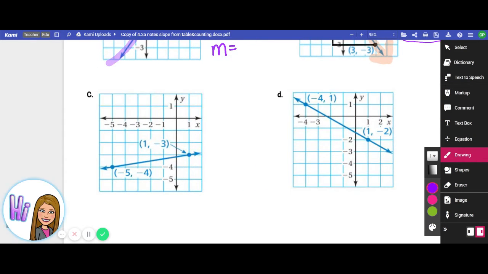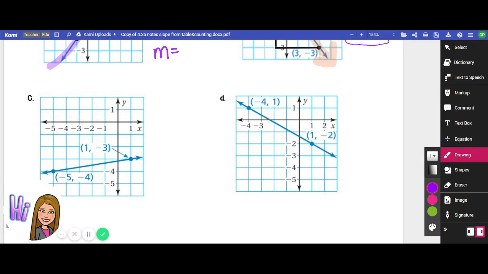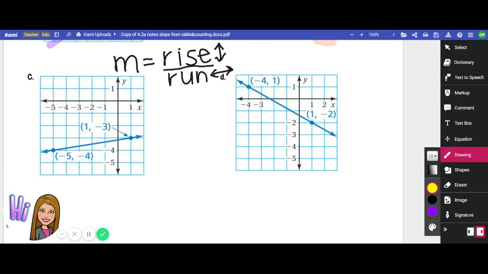All right, let's move on to examples C and D. Okay, so I brought some notes from the top down here just so we don't have to keep scrolling up and down. And the first thing I want you to do is to identify the type of slope before we actually find the exact slope.